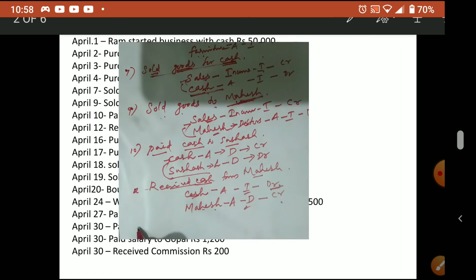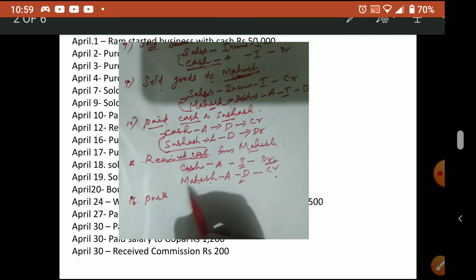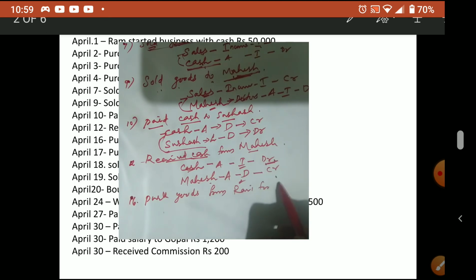Okay. Now next one is purchase goods from Ravi for cash. Purchased goods from Ravi for cash. This is cash transaction or credit transaction. For cash is given, then it means cash transaction only. So the name is not important. Okay. When cash word is not there, then only name is there, then that name is important. When cash is given, that name is not important.